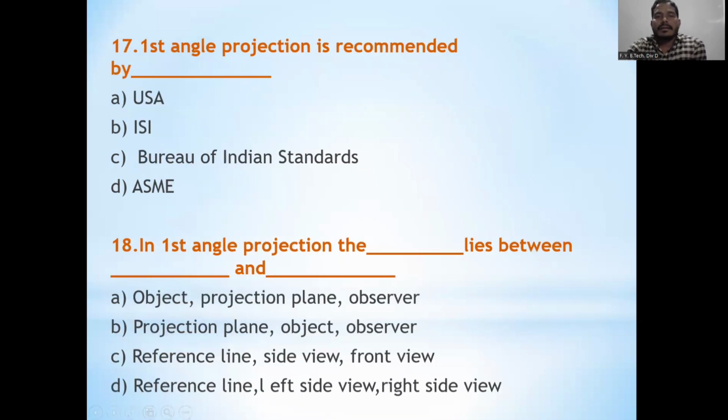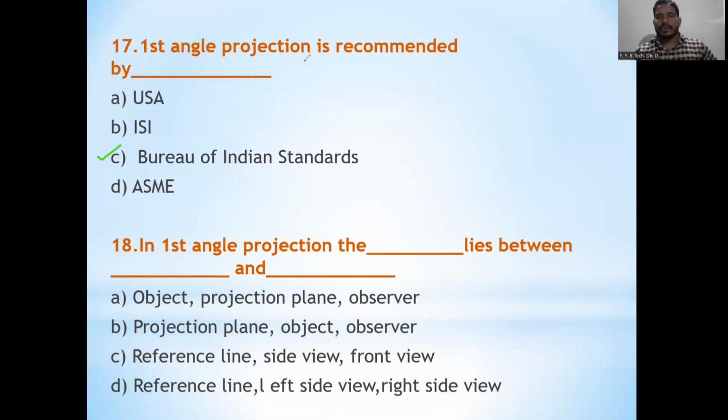In first angle projection is recommended by dash dash. Okay, so here we need to remember, it is the BIS, Bureau of Indian Standards. That means the first angle method of projection is recommended by the Bureau of Indian Standards. Okay, then next, in first angle projection, the dash dash lies between the dash dash and dash dash.